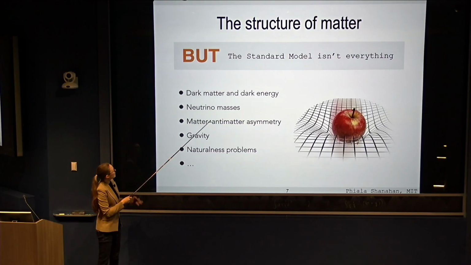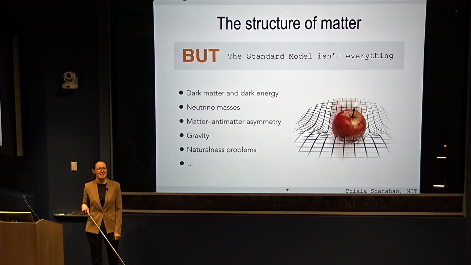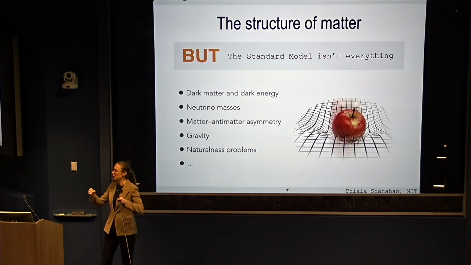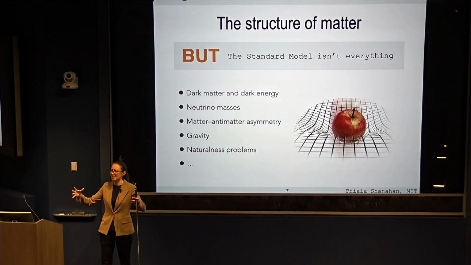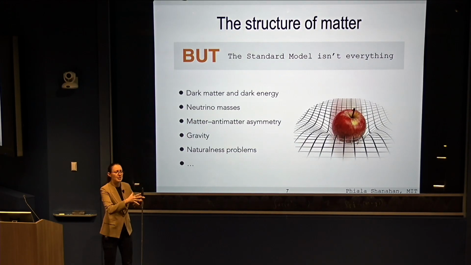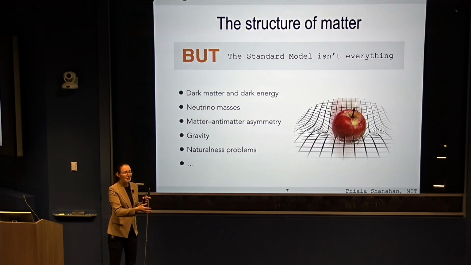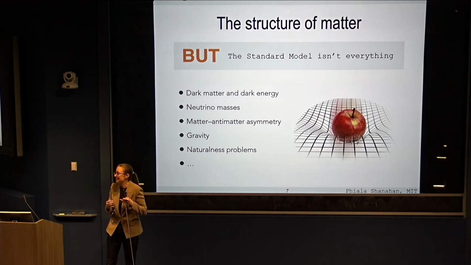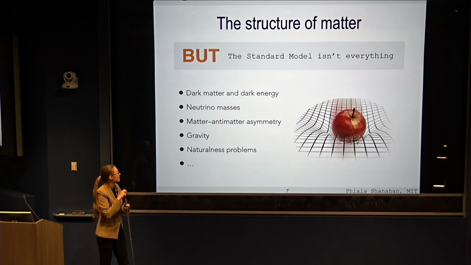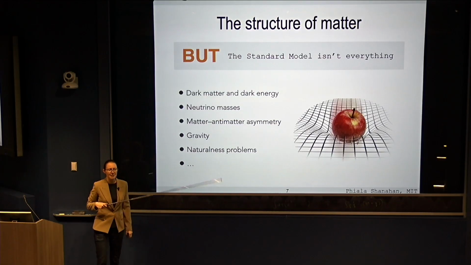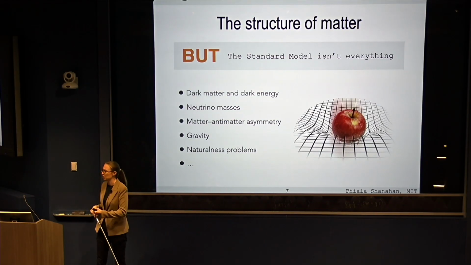There's a matter-antimatter asymmetry we can't quite understand. If you start from a big bang and create equal amounts of matter and antimatter and allow it to annihilate through only standard model interactions, well, then we shouldn't have quite so much matter left over at the end. Stars, planets, we're all made of matter, not antimatter. We can't quite understand that. Gravity doesn't fit in. How do we unify the standard model with general relativity?